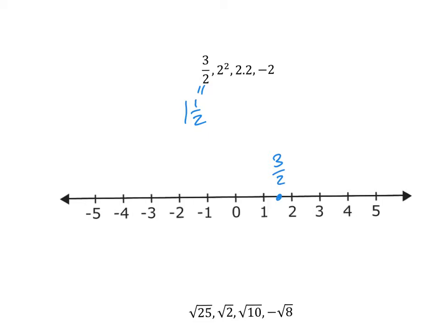Okay, 2 squared we know is 2 times 2, which equals 4. So this is where you put 2 squared. 2.2. Okay, that's a little bit more than 2, not quite 2 1/4. So we'd put 2.2 about right there. And then -2 goes right at -2. Okay.